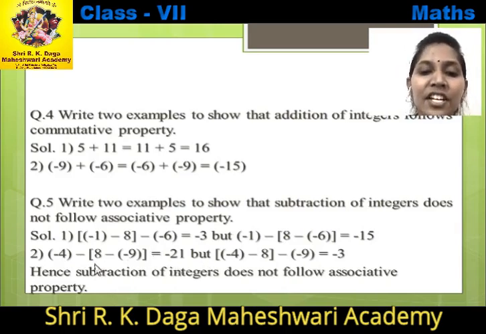But when we change the position of this bracket, then minus 4 minus 8 minus of minus 9 gives the value minus 3, because minus 4 and minus 8 gives the sum minus 12, and minus 12 minus minus plus 9 gives the value minus 3. Here you can see the LHS is minus 21 but RHS is minus 3. These are not equal, so the subtraction of integers does not follow associative property.